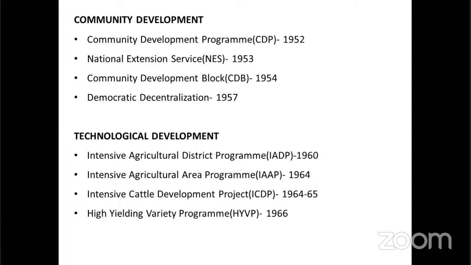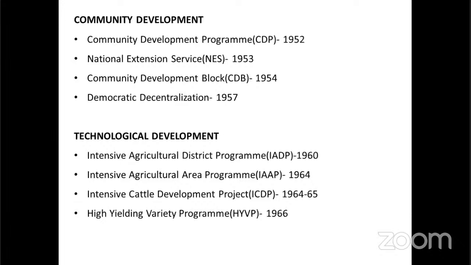They can ask which is the permanent program, either the National Extension Service or the Community Development Program. You can tell that the National Extension Service is a permanent program. The Community Development Program was initially initiated for 10 years only. The National Extension Service is a permanent program, for which the block development officer is the head of the programs.